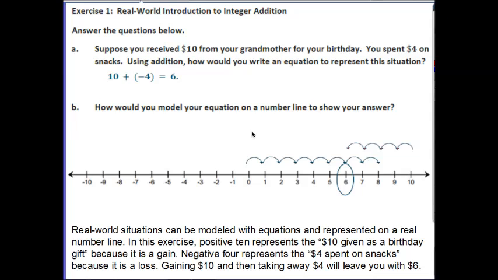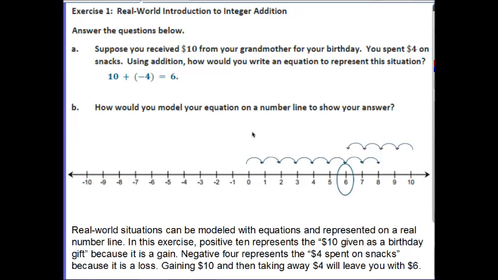You'll notice that this is a real-world situation, and real-world situations can be modeled with equations and represented on a real number line. In this exercise, positive 10 represents the $10 given as a birthday gift because it's a gain. Negative 4 represents $4 spent on snacks because it is a loss. And I want to note here that a lot of us tend to think that if we spend money, that would be subtraction. And that actually is true.